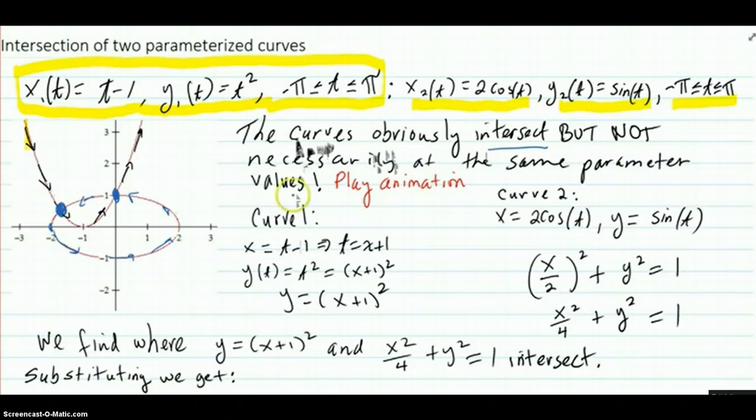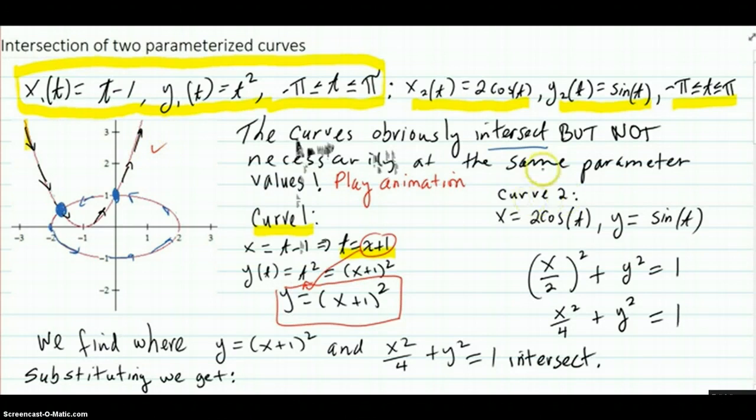So to do that, we go to curve number 1 and we solve for x in terms of the t. I'd rather solve for t in terms of the x and then plug it into the y equation right here. Take this x plus 1 and stick it in there, and then you get y equals (x plus 1) squared, which is what that parabola looks like.